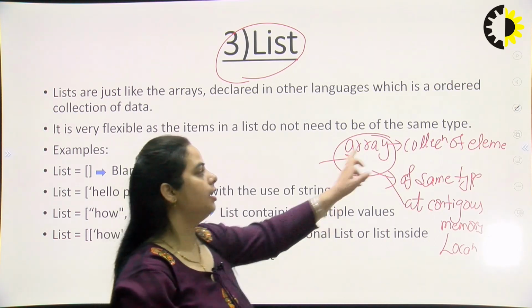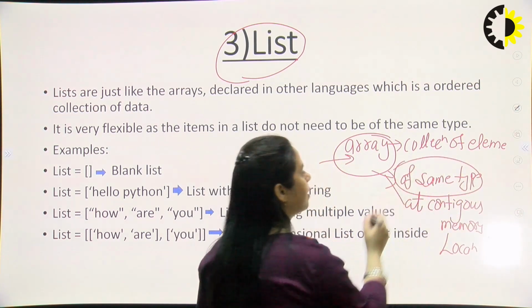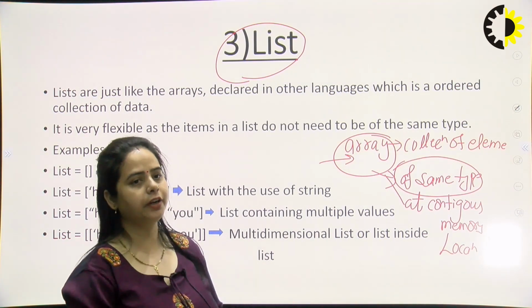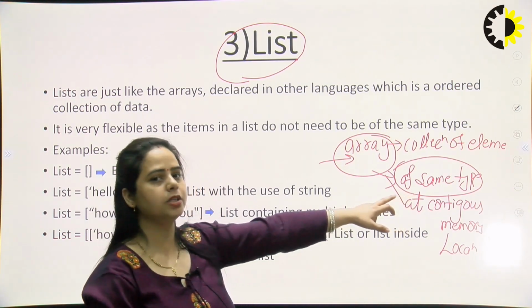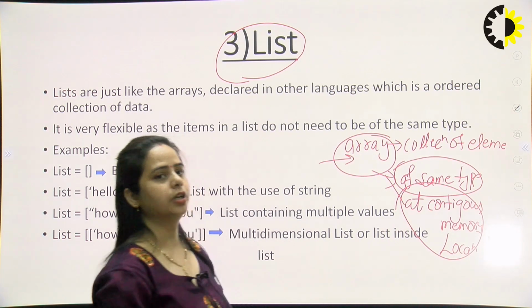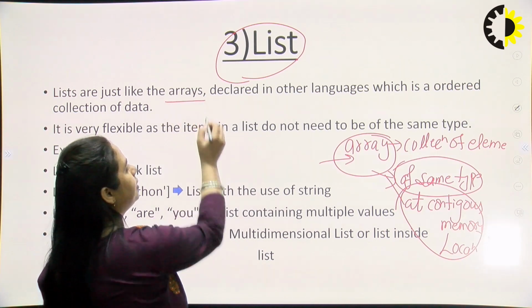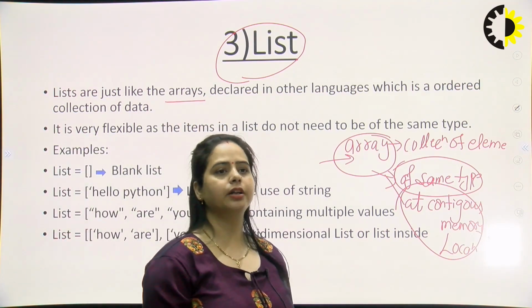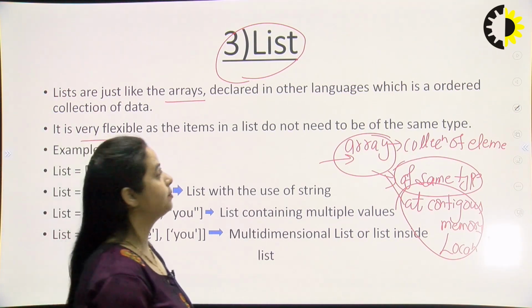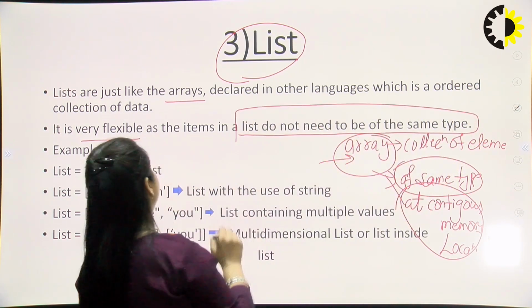List is also a collection of elements, but here is the change in the definition of list. The elements of the list may be of the same data type or may be of different data types. It is not necessary that they should be of the same data type. So what is the definition of list? Lists are just like the arrays declared in other languages, which is an ordered collection of data. It is very flexible. What is the meaning of flexible? It means the list items do not need to be of the same data type.